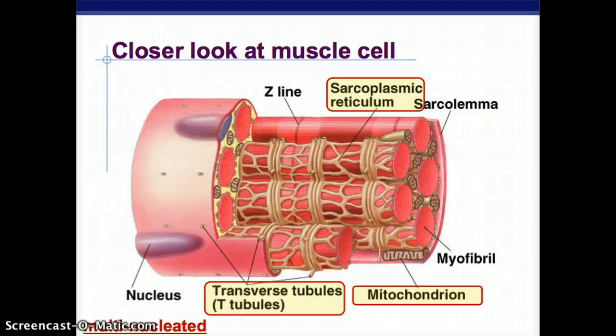Here's a closer look at a muscle cell. We've got our sarcoplasmic reticulum, which stores our calcium ions. We've got our myofibril, mitochondria, and some transverse or T tubules. The nucleus, here's another nucleus. The Z line, right? So here's our sarcomere from Z line to Z line. And then a sarcolemma is what we call this outside.